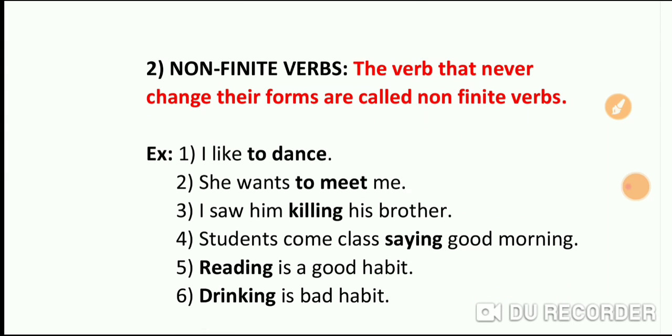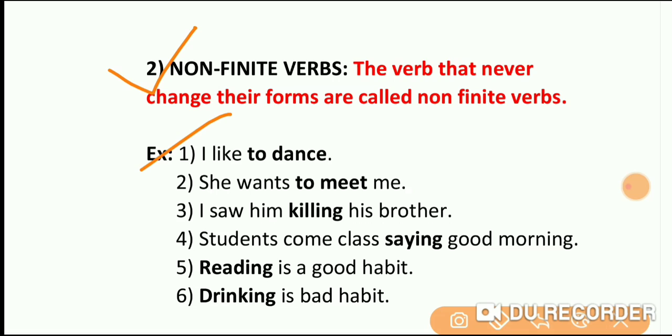Let us go to non-finite verbs, the second main kind of verb. The first one is finite, the second one is non-finite. Non-finite means what? The verbs that never change their forms are called non-finite verbs. Finite verbs change according to the subject, person, number and something else. But non-finite verbs don't change. They will always remain the same. They never change in their form. Such verbs are called non-finite verbs.